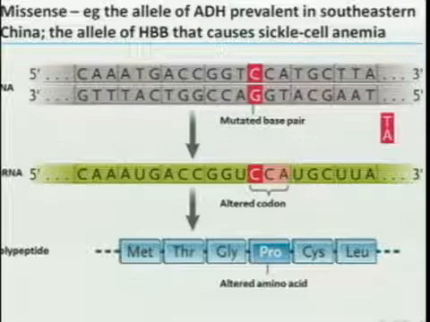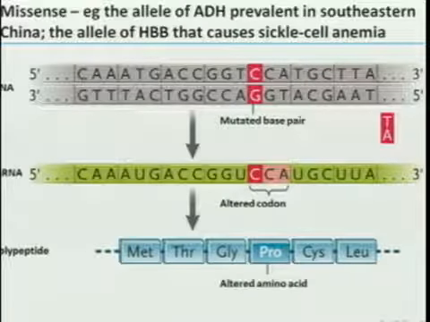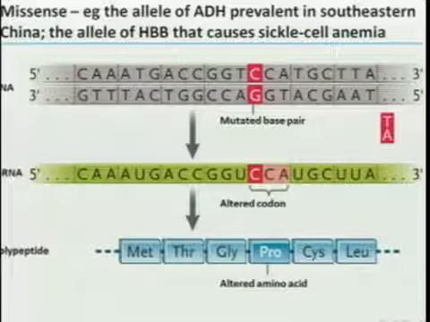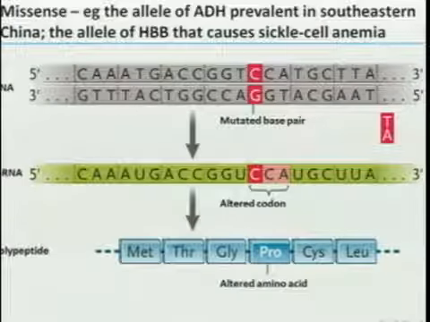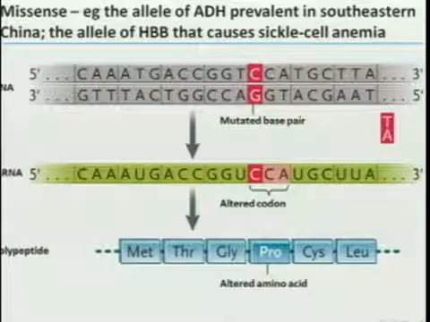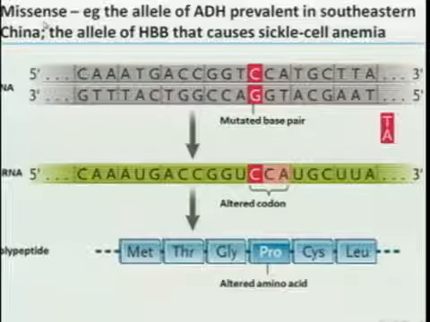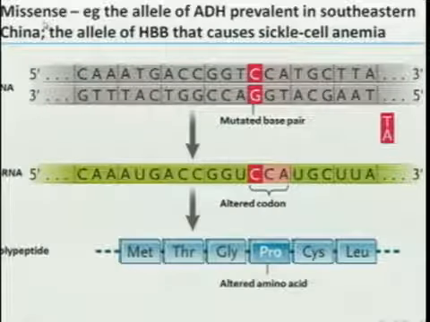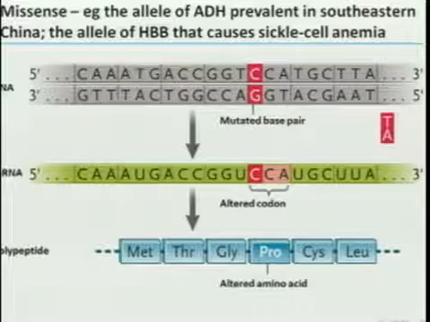The protein sequence is changed, and in many cases, its function is changed, as in the ultra-fast allele of alcohol dehydrogenase, as in the allele of beta-globin that causes sickle cell anemia. This type of change is called a missense. I'm expecting you to memorize it.